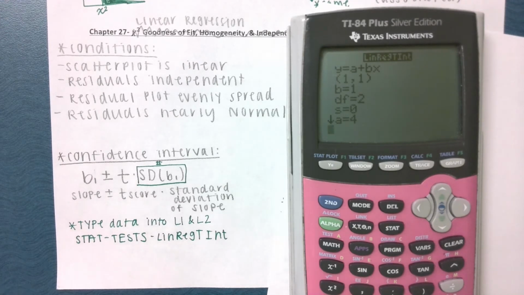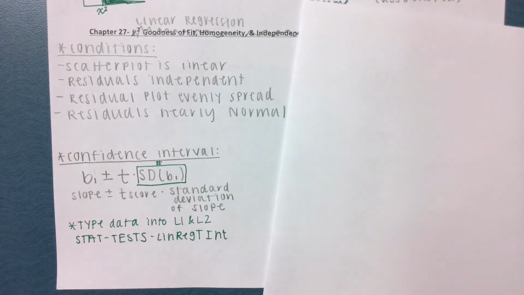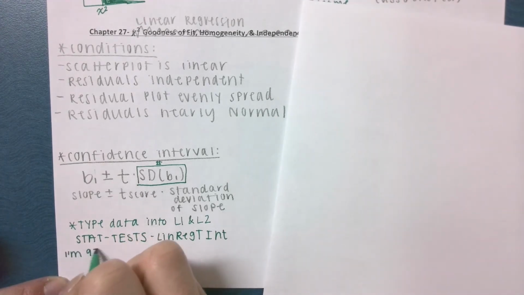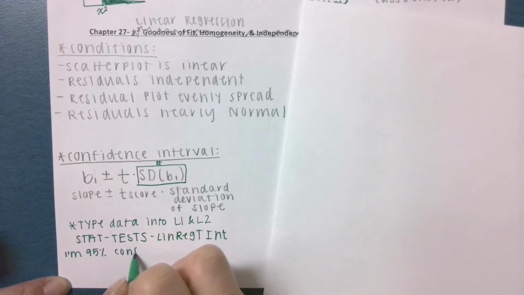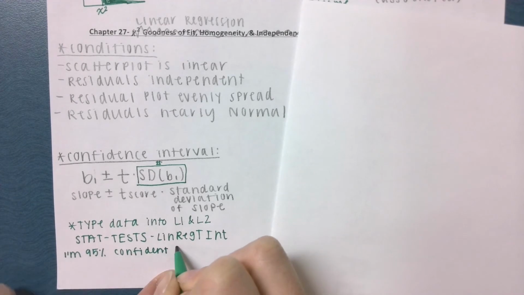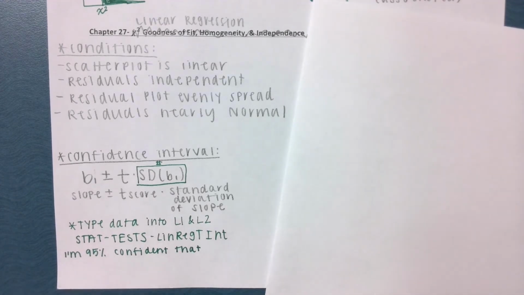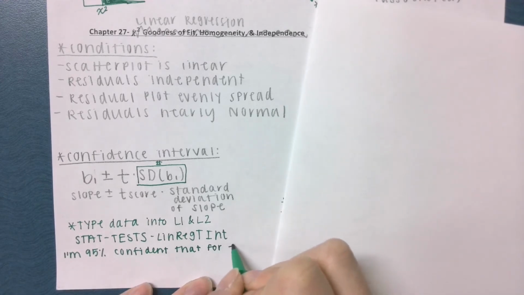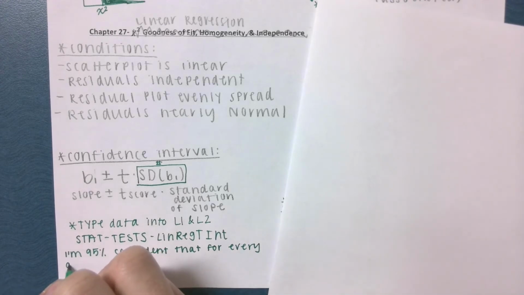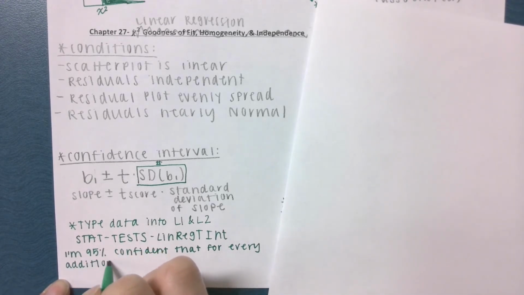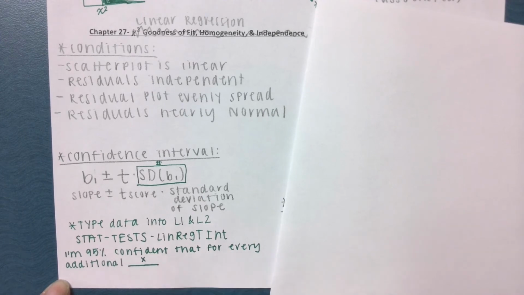Okay, remember that when you're interpreting that interval, we're talking about the slope, so we use kind of the same format as we do for slope when we're writing this interpretation. Okay, so let's go ahead and jot down that interpretation template. We would say I'm 95 or whatever % confident that, now we're talking about slope, so we're going to start writing our slope interpretation, so that for every additional blank, here's where you would put your x variable.